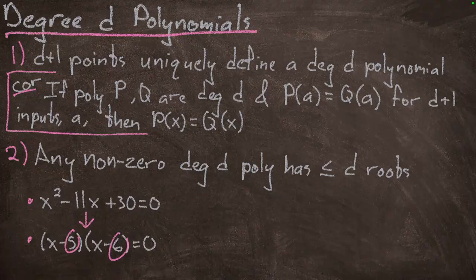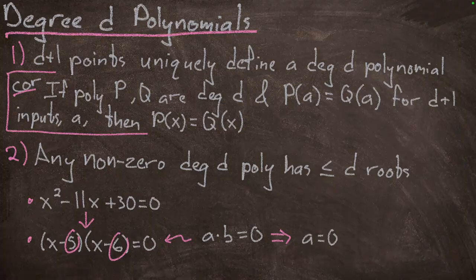And just a quick note: why is this true? Why do we know 5 or 6 have to be the zeros? Because we know if a times b is equal to 0, that must mean that a is equal to 0 or b is equal to 0. That's not always true if you're not in a field. That's what we saw last time.